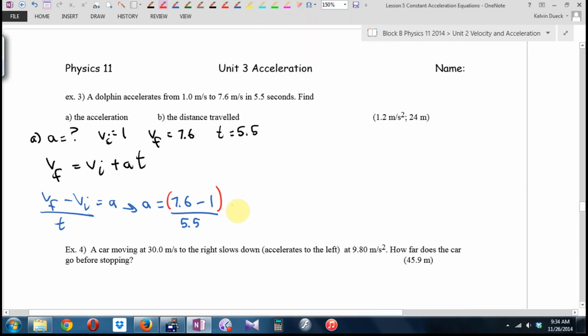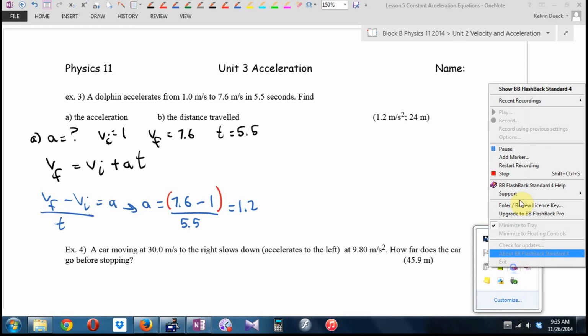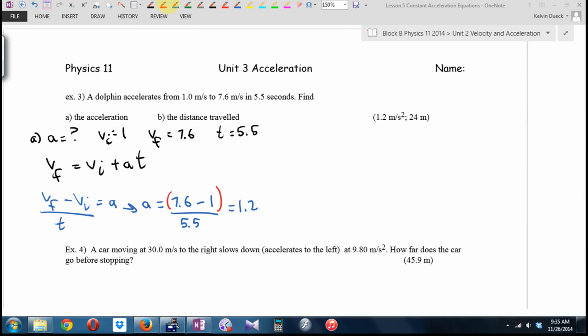1.2 what, Kyle? What did we just find? What were the units for acceleration? Who remembers? Come on, pen. Okay, my pen just stopped suddenly working. Hang on, bear with me. Come on, pen. Meters per second squared. Okay, there's A. Well done, sir. Feel a little nerdy pitter-pat in your heart.